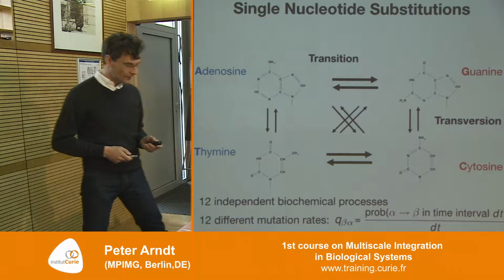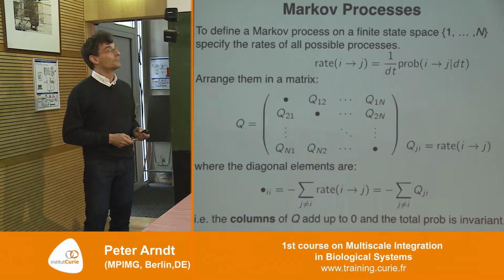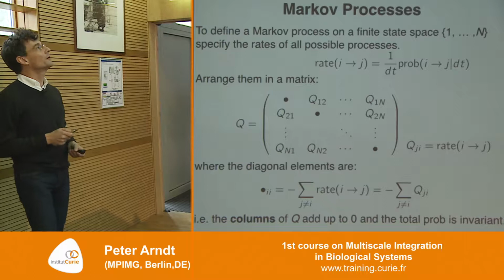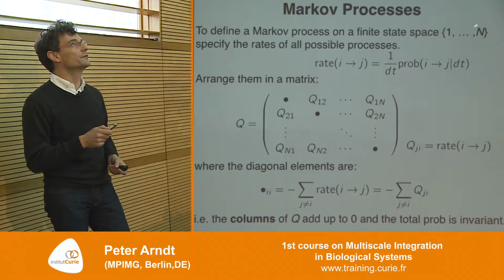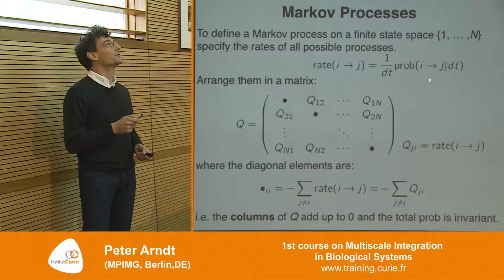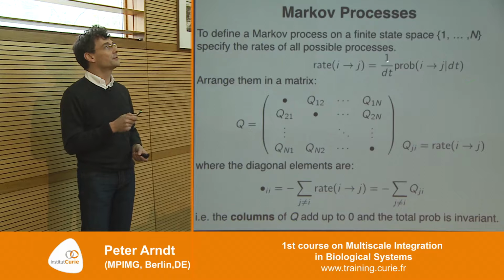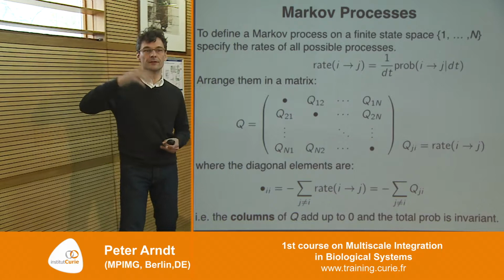If we have that, then we can start our mathematical description as a Markov process. This is for general Markov processes. For DNA, we just have n equal to 4. So you have a finite state space, and then you just specify all the rates. So the rate for going from i to j is, as I said, the probability over the length of the time interval, and then, of course, you take the limit for small time intervals.